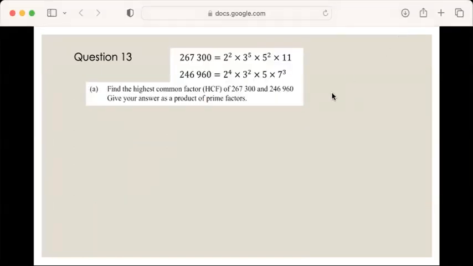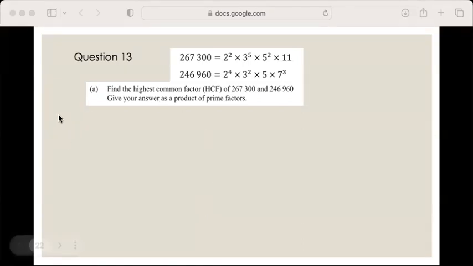Okay, 2 more questions to complete this lesson today. Right, question 13. Once again, you are given two large numbers, 267,300 and 246,960. So you are given their factors as well. So you need to first find the highest common factor, right? So please pause the video and find the highest common factor of these two numbers.